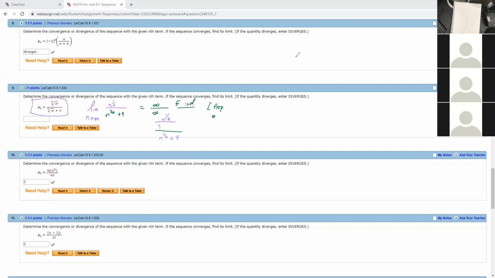So now divide by the highest exponent on the variable in the denominator, which is n to the 1/6.